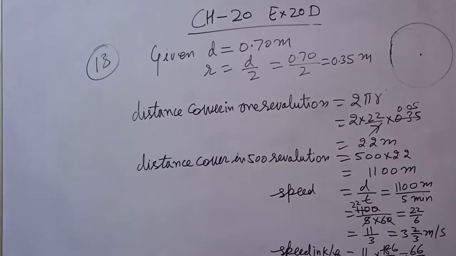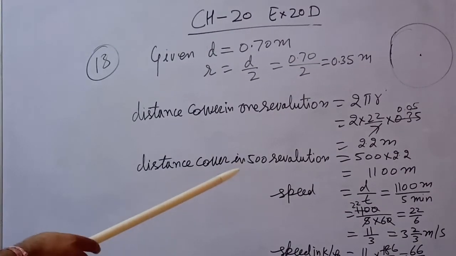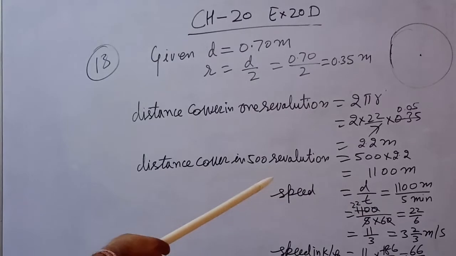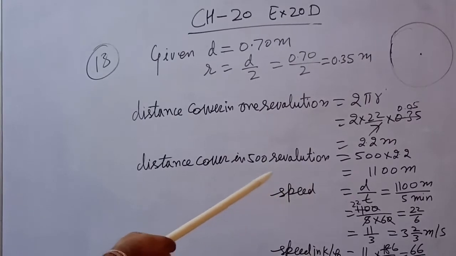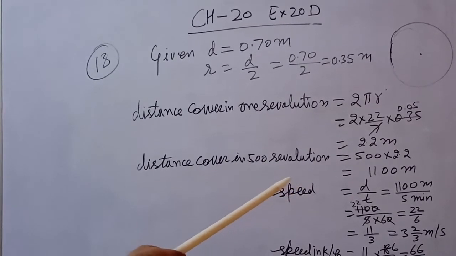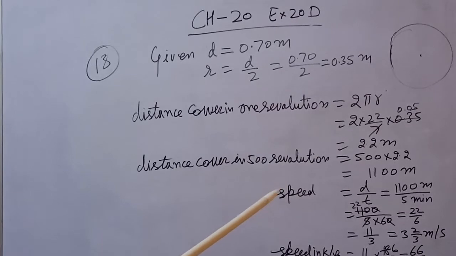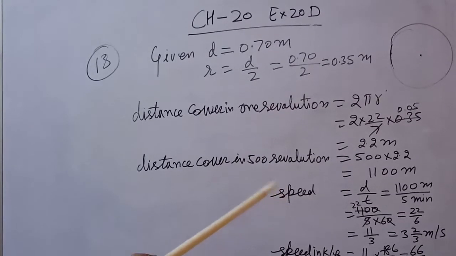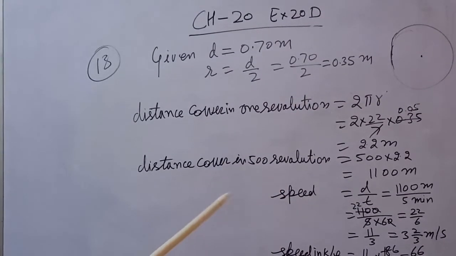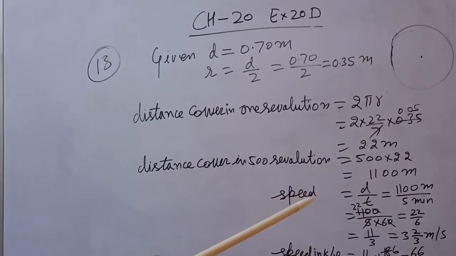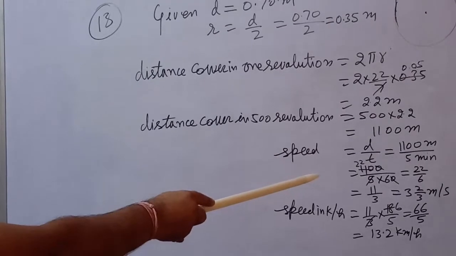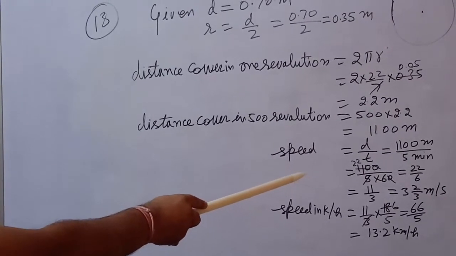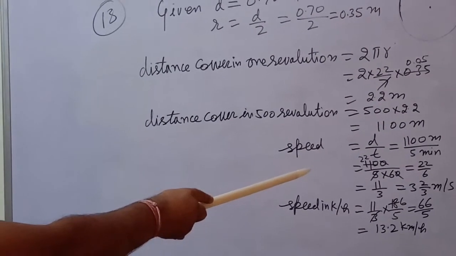Now we have to find the speed. Speed equal to, you know all, distance upon time. Distance is 1100 meter, and the 1100 meter distance is taken by the wheel in 5 minutes. So divided by 5 minutes, but we have to find the speed in seconds. So 5 minutes we will convert to seconds. So 5 into 60, that is 1 minute equal to 60 seconds. So 1100 upon 5 into 60.